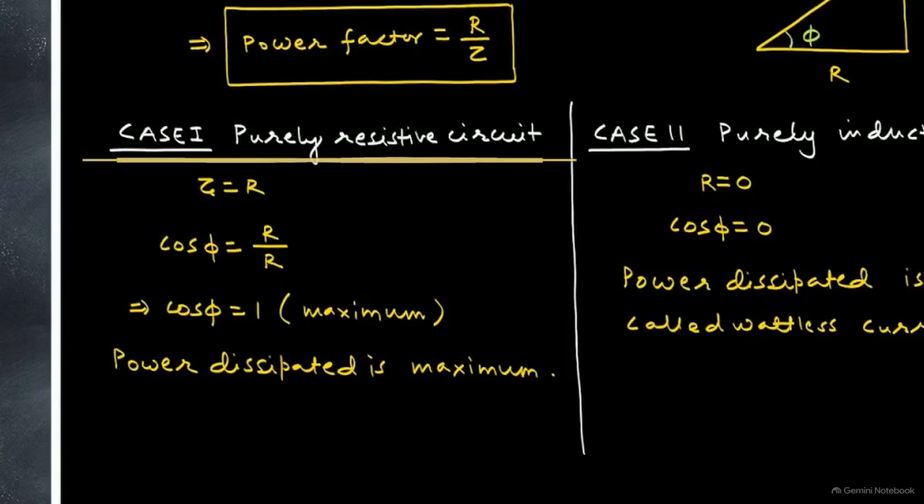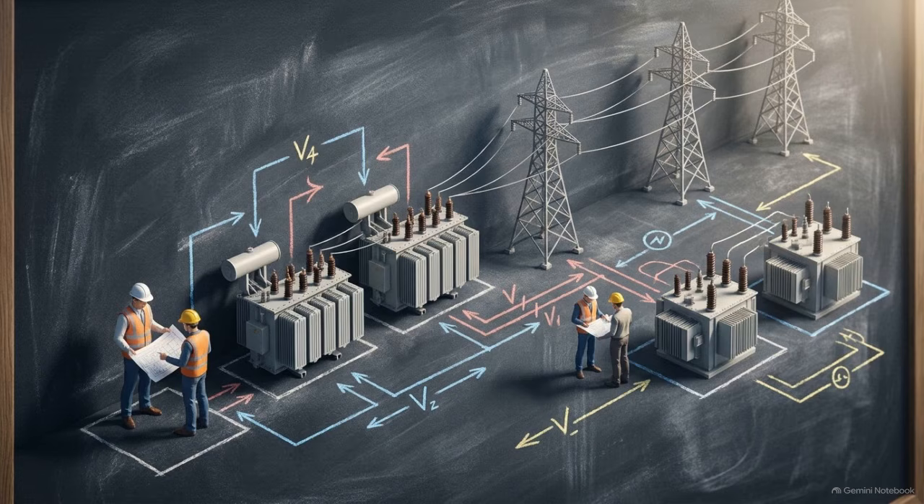Contrast this with Case 1 on the left, a purely resistive circuit. With zero reactance to shift the phase, voltage and current align perfectly. Impedance equals resistance, and the power factor hits its maximum limit of 1. To maximize real power output in any AC system, engineers must minimize the reactive components and drive the power factor toward 1.